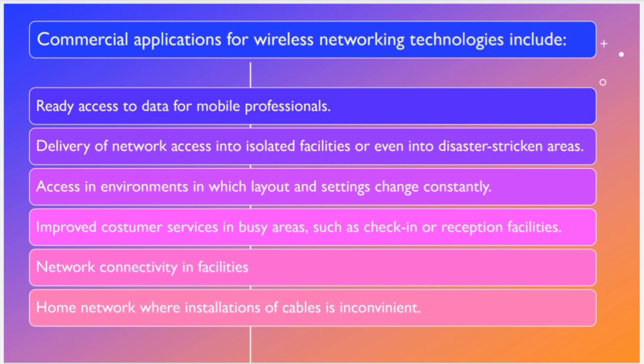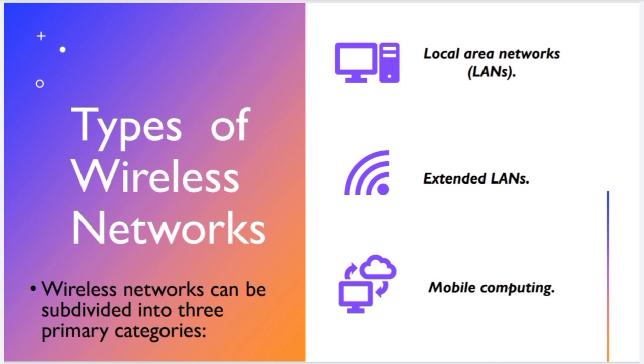Commercial applications for wireless networking technologies include ready access to data for mobile professionals, delivery of network access into isolated facilities or even in disaster-stricken areas, access in any environments in which layout and settings change constantly, improved customer services in busy areas such as check-in or reception facilities, and network connectivity in facilities or home networks where installation of cable is inconvenient. Wireless networks can be subdivided into 3 primary categories. The first one is the local area networks or LANs, the extended LANs, and the mobile computing.